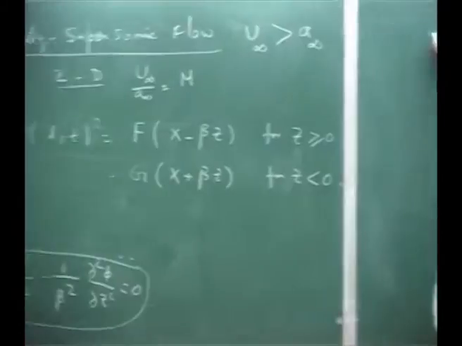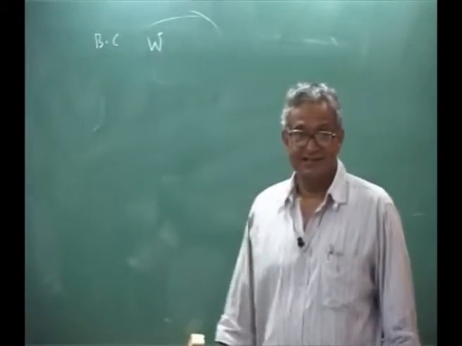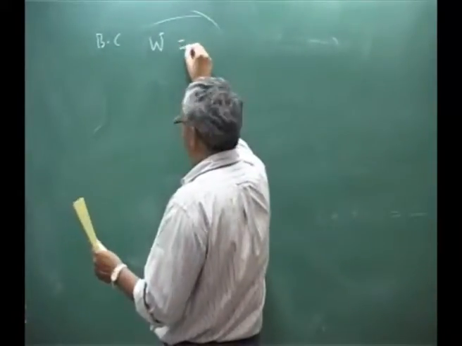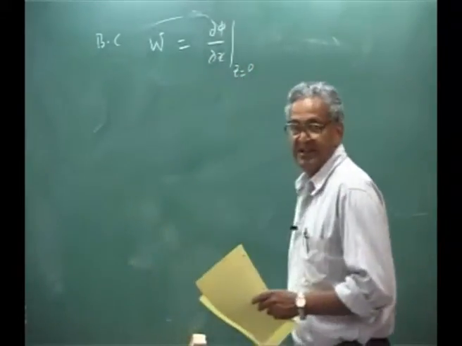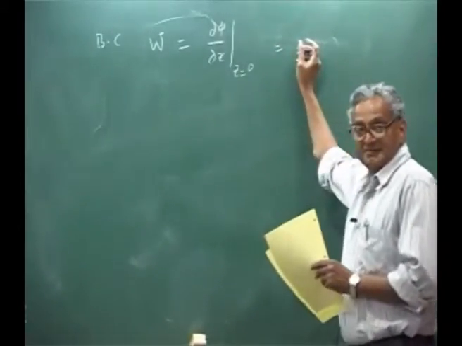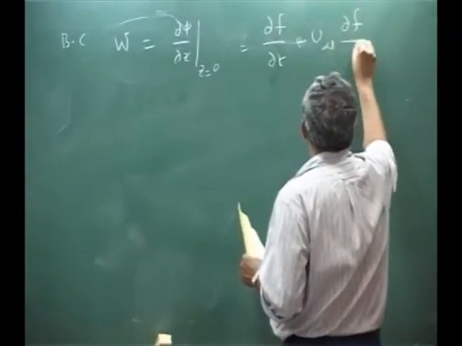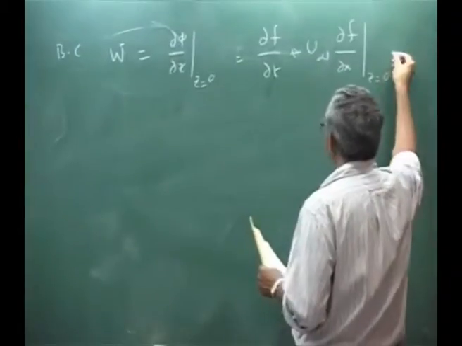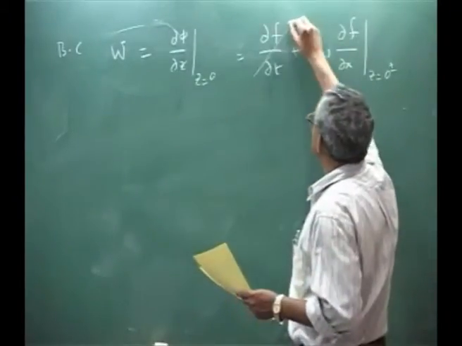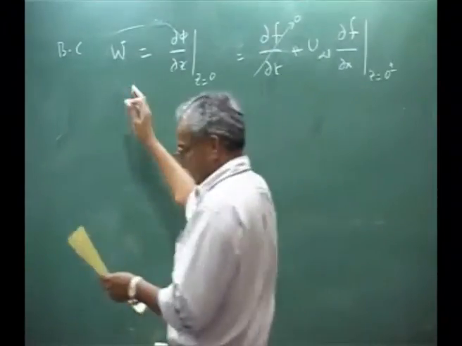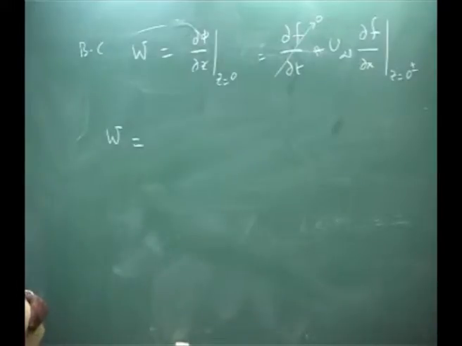What is the boundary condition? The boundary condition is W, which is the air flow in the normal direction on the aerofoil. That must be equal to delta phi by delta z at 0. For an unsteady case, we wrote it like this: U infinity delta z over delta x, plus or minus depending on top surface or bottom surface. But since it is a steady flow, this is not there. Okay. So you are left with simply W equal to U infinity delta f by delta x.